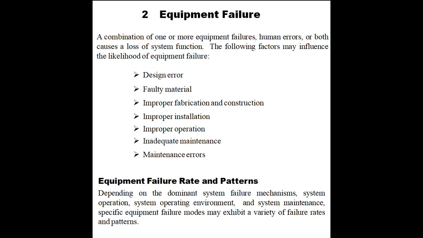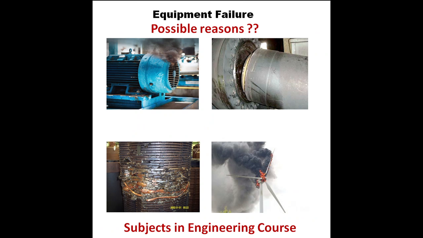Then, why does equipment fail? Equipment may fail due to several reasons which are shown on the screen right now. There may be some design error, faulty material, improper fabrication, improper installation or operation, and there may be some inadequate maintenance also. So there are several reasons for any equipment to fail. Any plant manager, any engineer, any maintenance engineer should always be aware about the possible reasons of failure so that he or she can take preventive measures and can plan for maintenance of the machine.